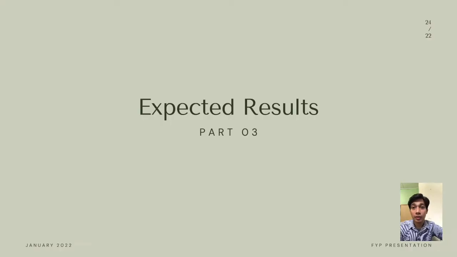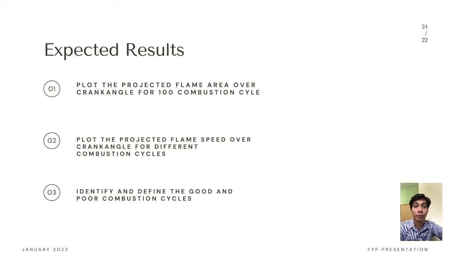Next, we go to the expected results. For the expected results, I will be able to plot the projected flame area over crank angle for 100 combustion cycles. Second, I will be able to plot the projected flame speed over crank angle for different combustion cycles. Third, I will be able to identify and define good and poor combustion cycles.